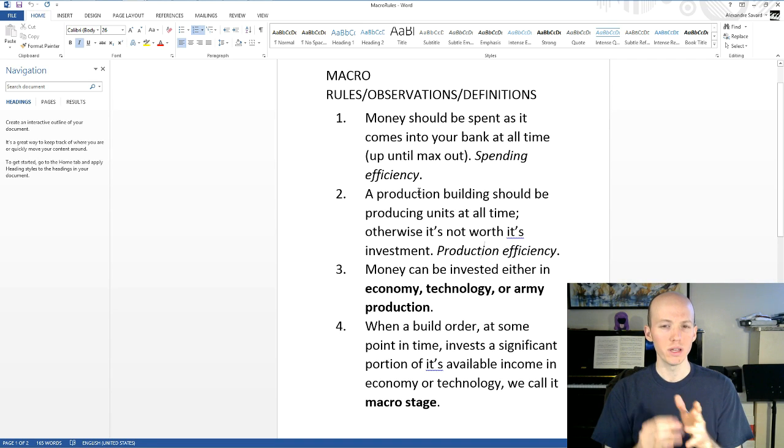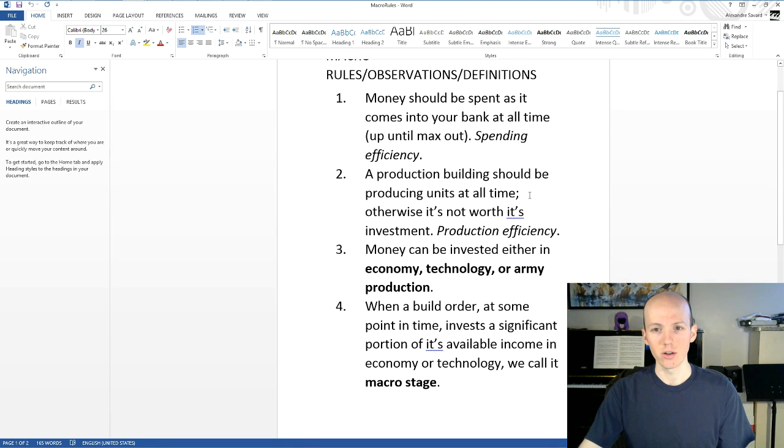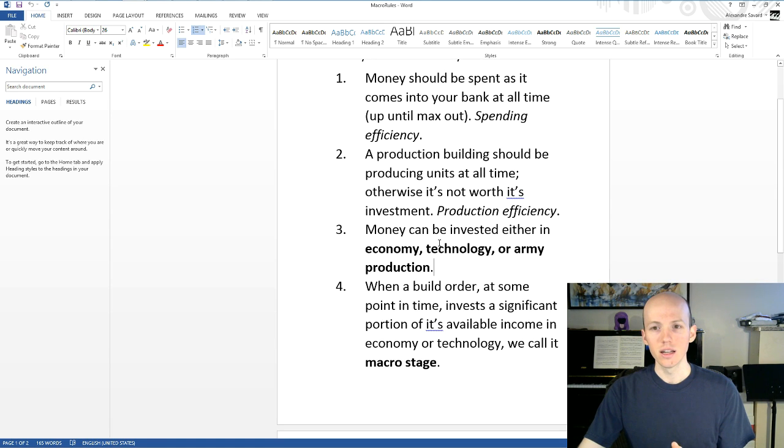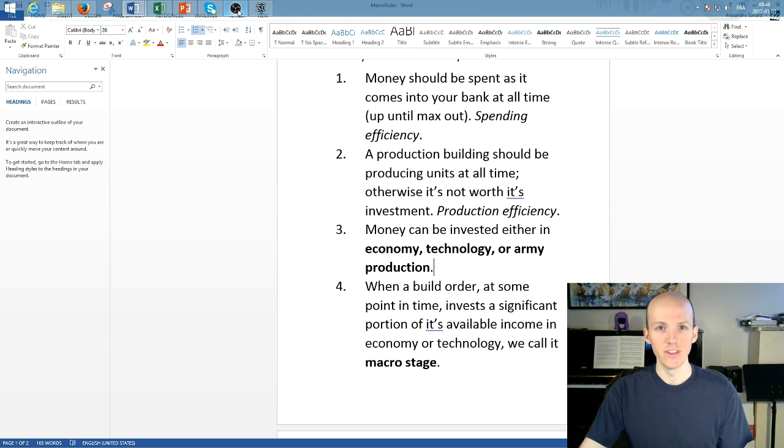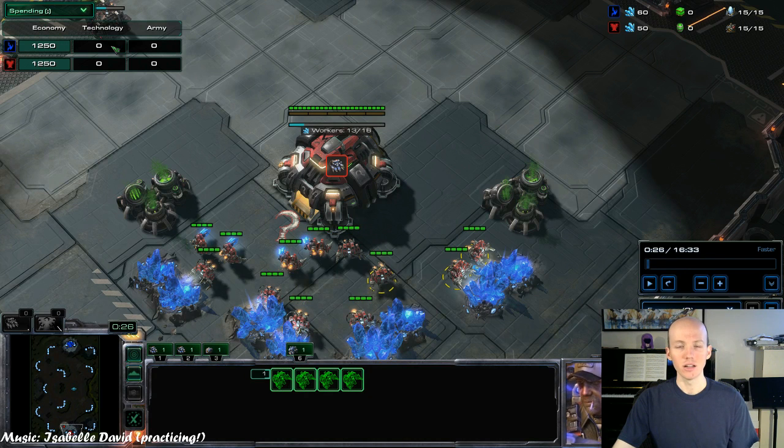Now we're going to go into a bit more of observations and definitions about macro and build order designing. Money can be invested either in economy, technology, or army production. Now, I didn't invent these concepts. If we go into any StarCraft II replay and we just pop up the spending tab, we're going to see exactly this: economy, technology, and army. These are the three spending possibilities within the game, and that's how Blizzard made a categorization.